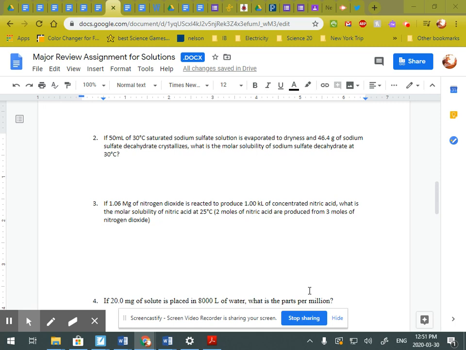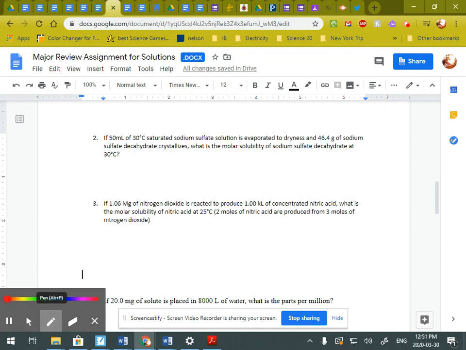Okay, so this question right here, this one with the megaliters, is a tricky question. What makes it tricky is it says there's 2 moles of nitric acid produced from 3 moles of nitrogen dioxide. So if we want the concentration of nitric acid, what do we have to use? This isn't dilution, it's not parts per million, it's not percentage. We have to use unit analysis.